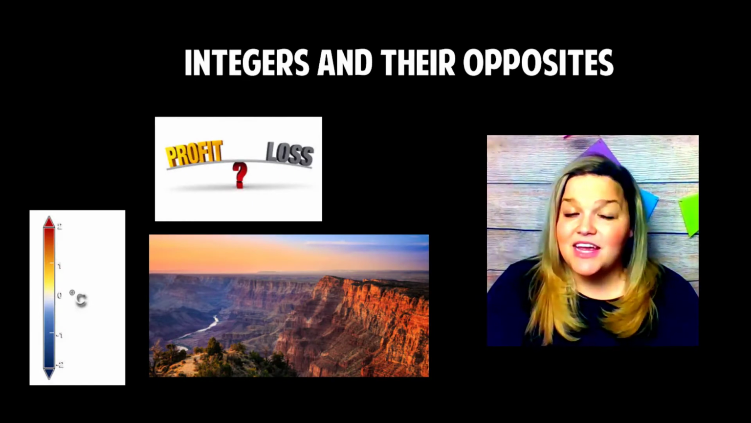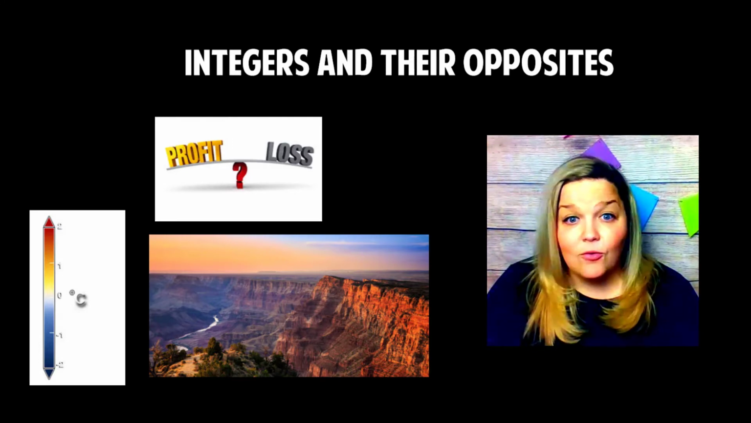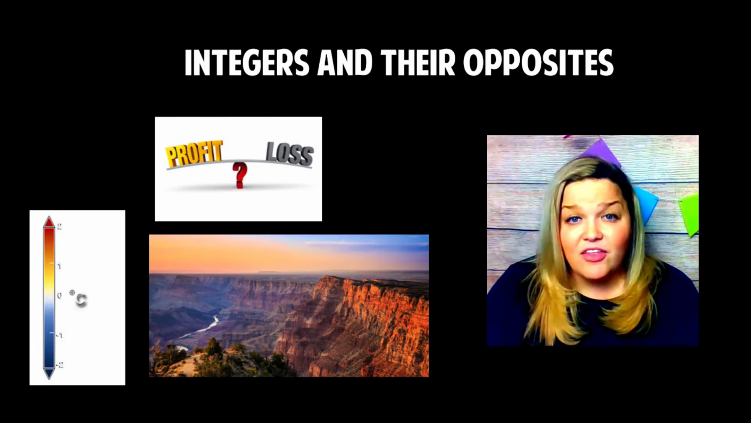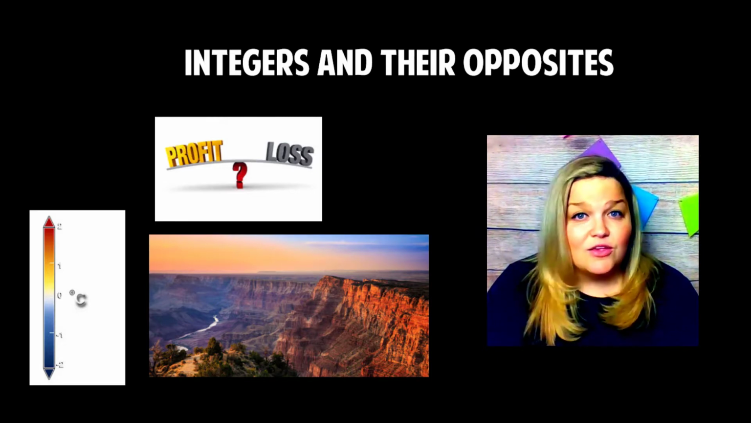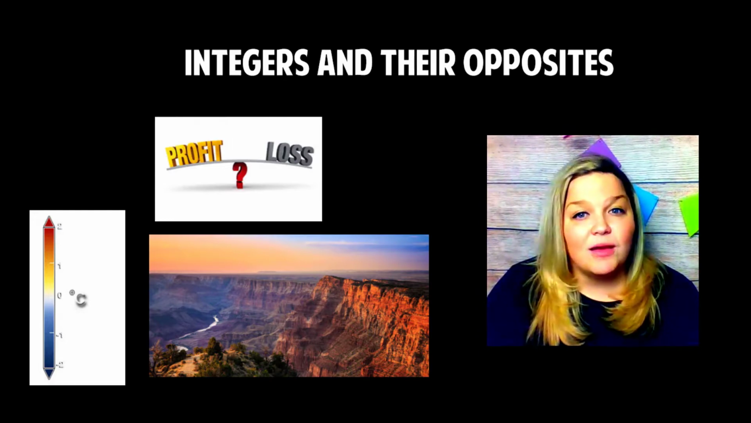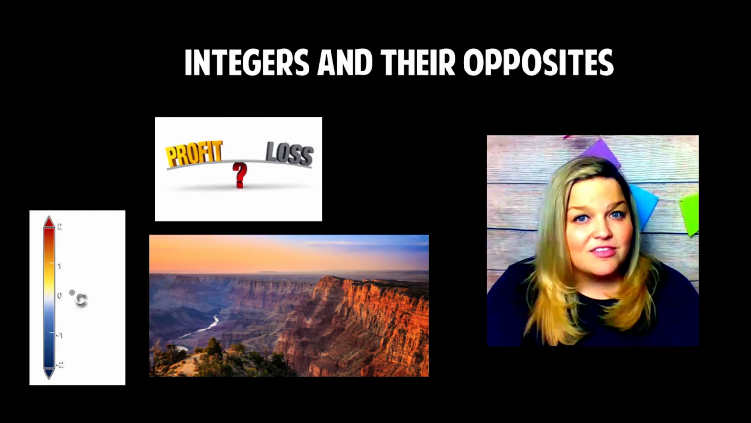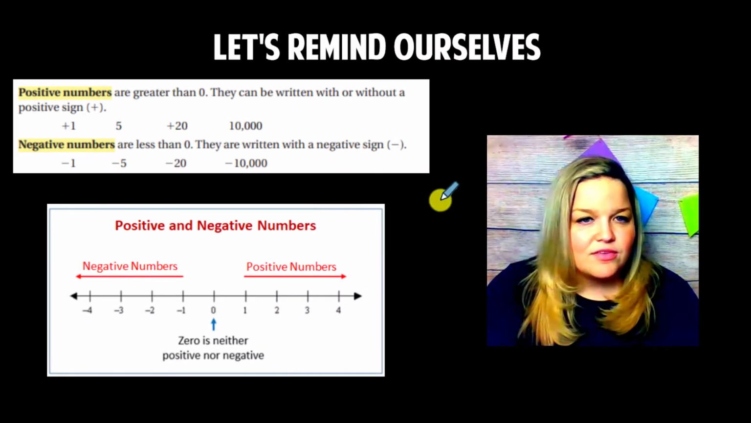Let me ask you, what does temperature, money profit or loss, and mountains and valleys all have in common? Well, they can all be expressed using positive and negative numbers. Today, we are going to learn about integers and their opposites. Let's get started. Let's remind ourselves.